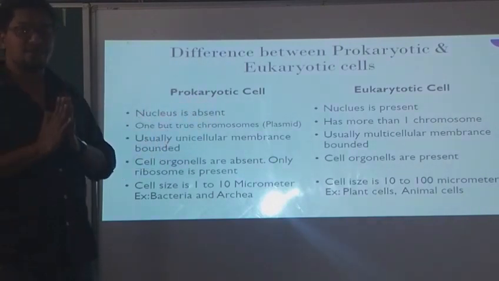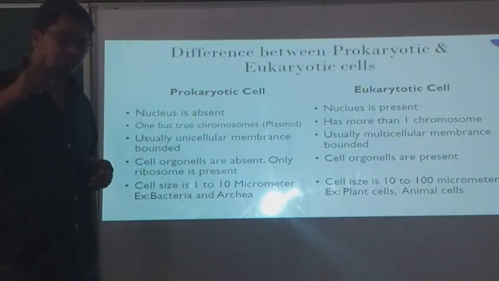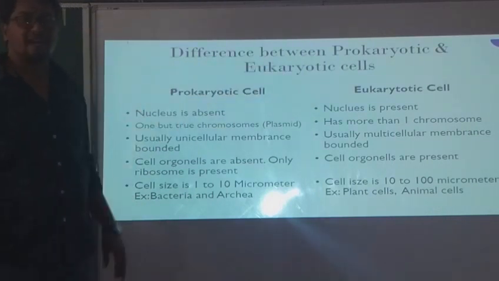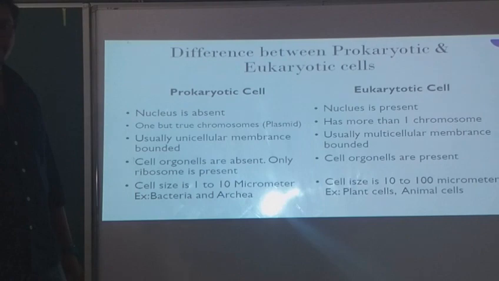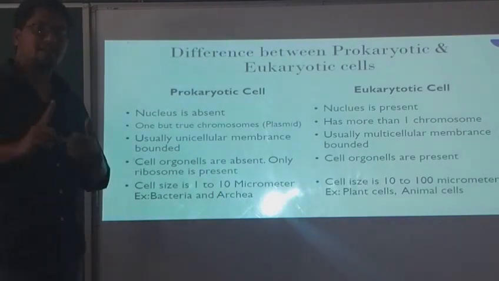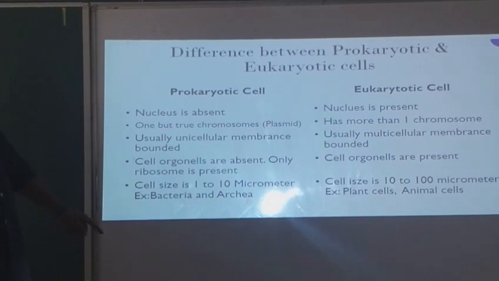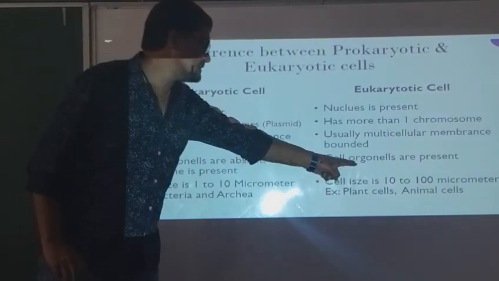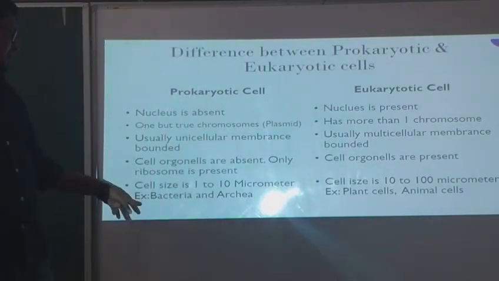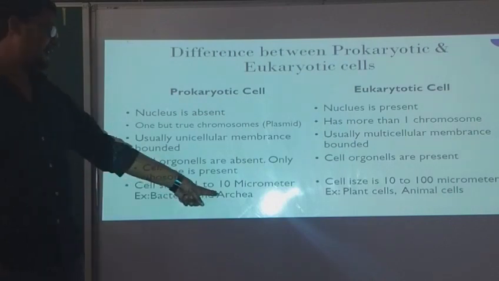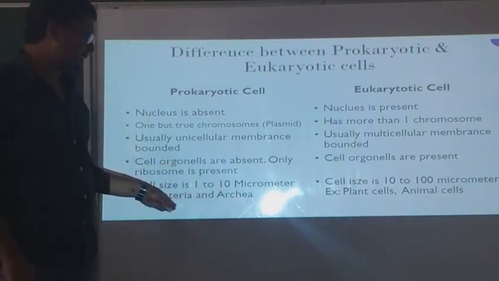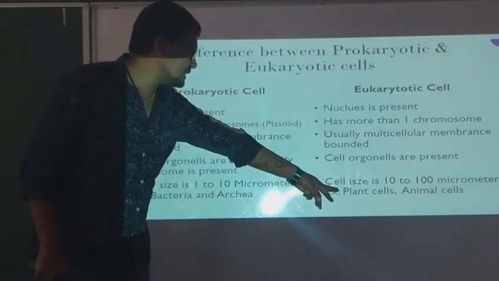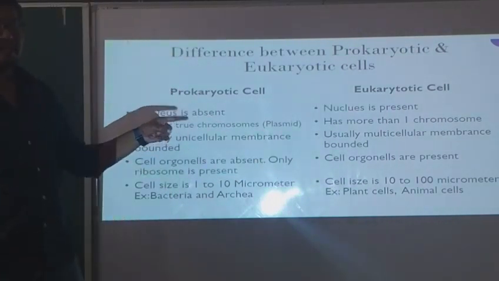That's why I was telling you, the only cell organelle which is common for both prokaryotic cell and eukaryotic cell is ribosome. But students should remember, in prokaryotic cell, 70S type of ribosomes are present. In a eukaryotic cell, 80S type of ribosomes are present. Next, cell size: 1 to 10 micrometers, and here cell size is 10 to 100 micrometers. Examples: bacteria and archaebacteria. This archaea is also a type of bacteria. For eukaryotic cell, what are the best examples? Plant cells and animal cells.